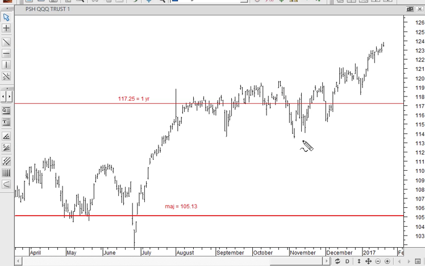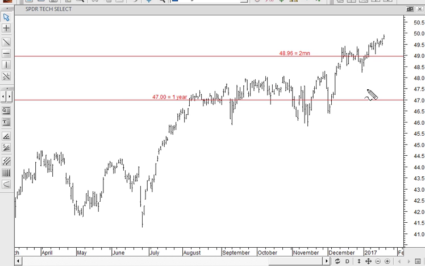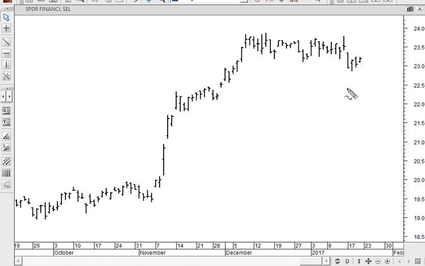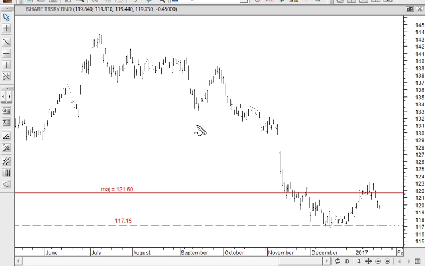Q's doing well, a new high today here, as is XLK, the tech sector. Closest reference is 2 months, 48.96, this point here, and we're strong on this chart in technology at the moment, relatively the leader. Compare that to the financial sector, XLF, after a terrifically strong run here, is lagging a little here. We looked at this chart last week.